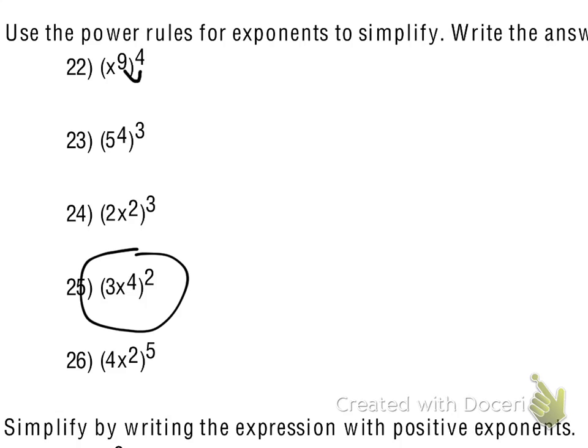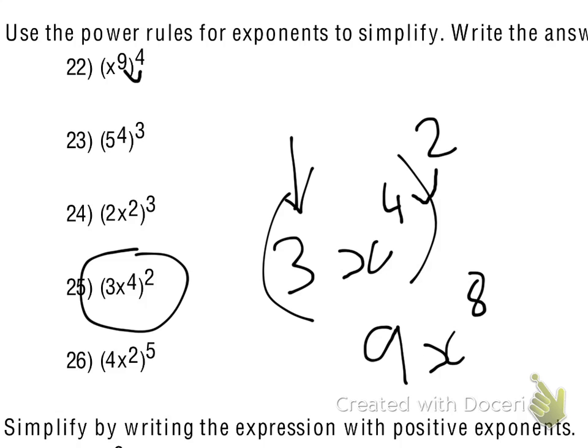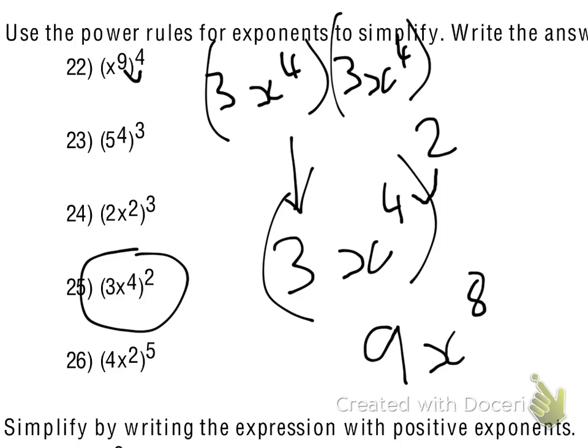So let's have a look at this one. 3 x to the 4 all squared. Again, what's 3 squared? It's 9. The power rule for the x is what's 4 times 2? It's 8. I suppose if I wrote it like this, 3 x4 times by another 3 x4. That's 3x4 all squared.